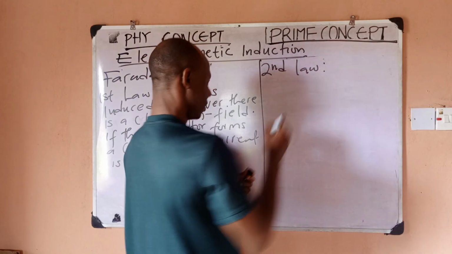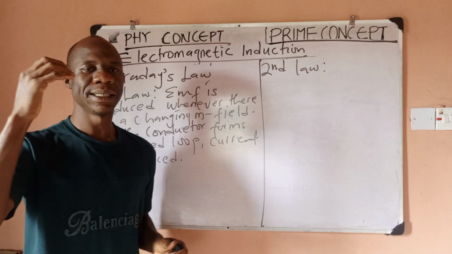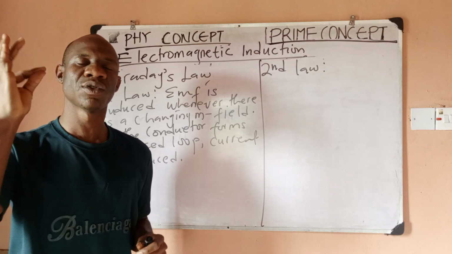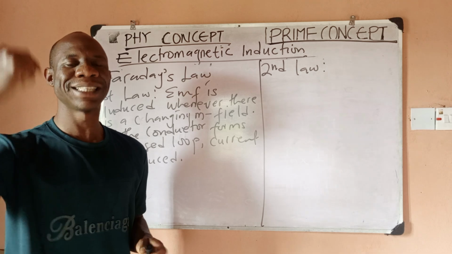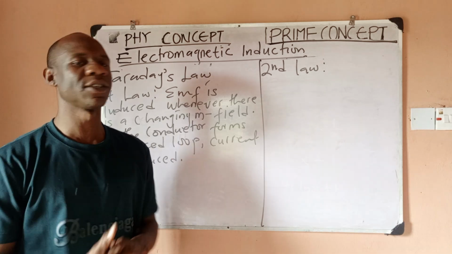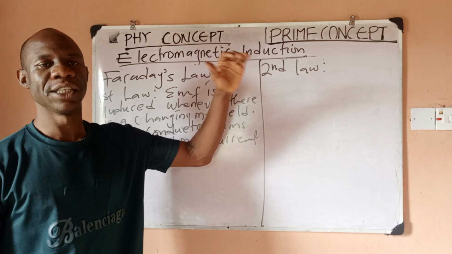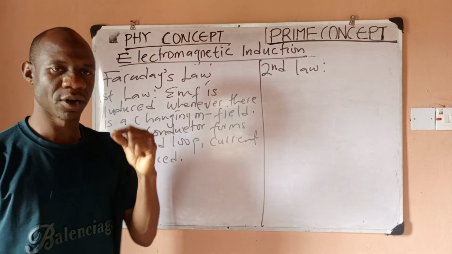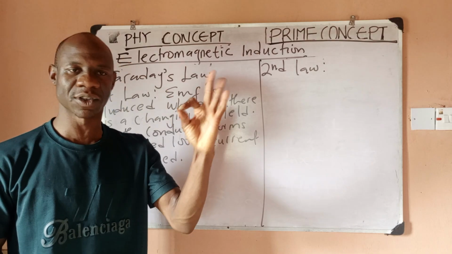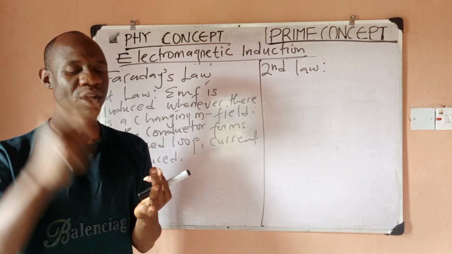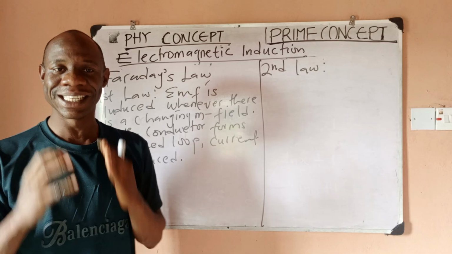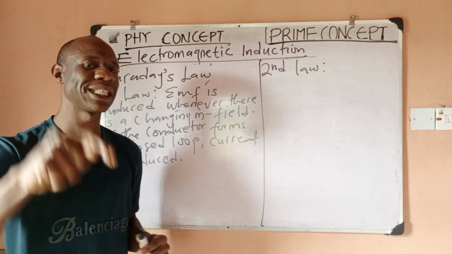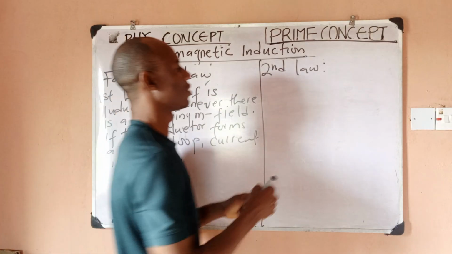Second law. So the second law says that the induced EMF is proportional to the rate of change of magnetic flux linking the circuit. So I'll repeat that. The induced EMF is proportional to the rate of change of magnetic flux. Take note of the fact that it is magnetic flux. Remember, we have magnetic flux and we also have electric flux, but the EMF that is induced is proportional to the rate of change of magnetic flux linking that circuit.